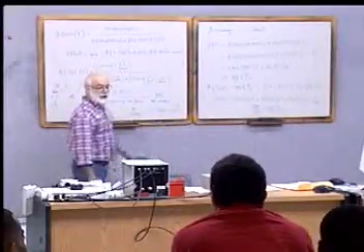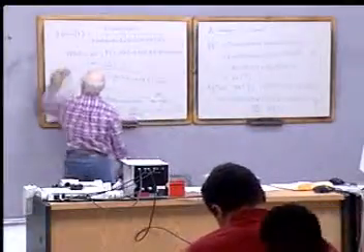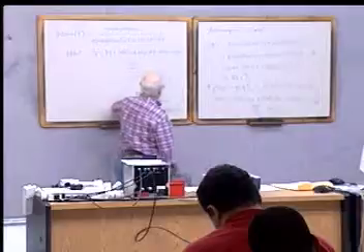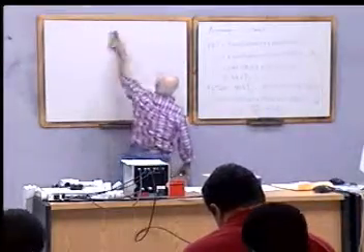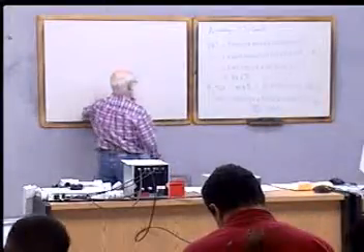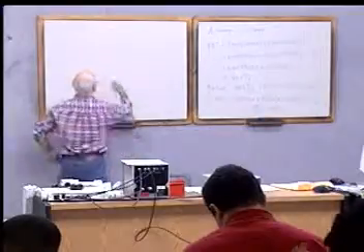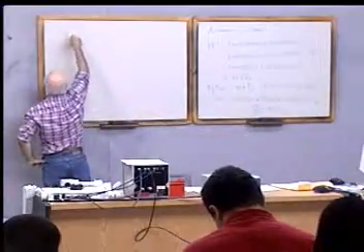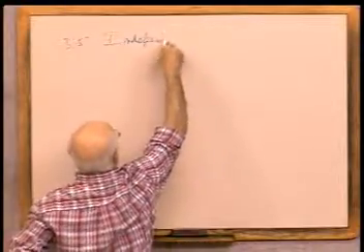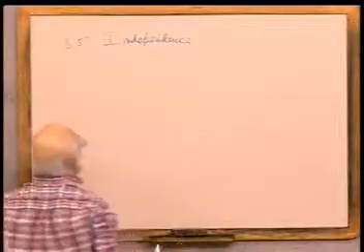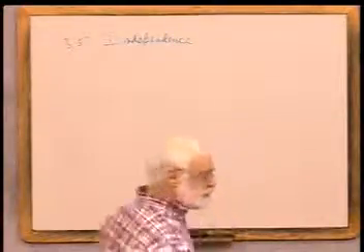Okay, so the next topic is what's called independence. It starts on section 3.5. It's a continuation. In fact, we've used the notion of independence in an informal way. So, independence, meaning statistical independence, and this is on page 106.